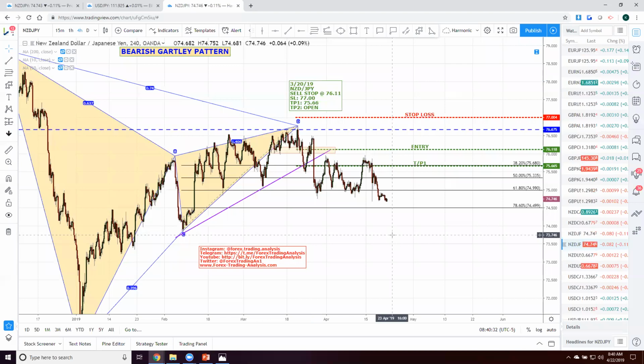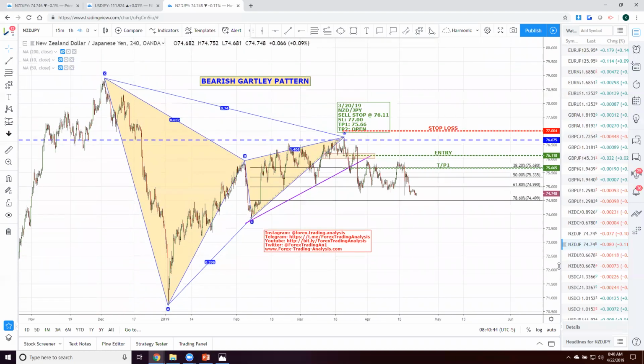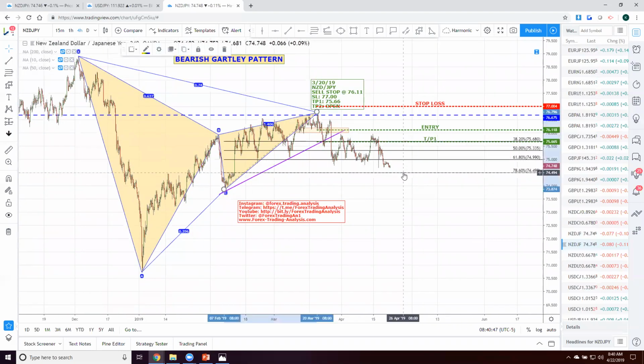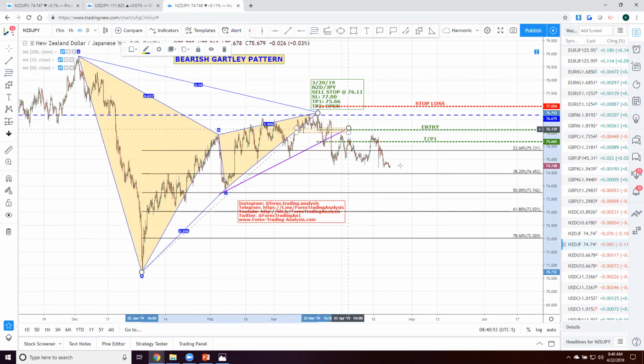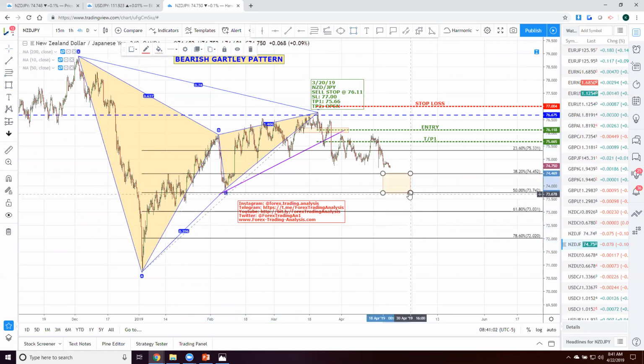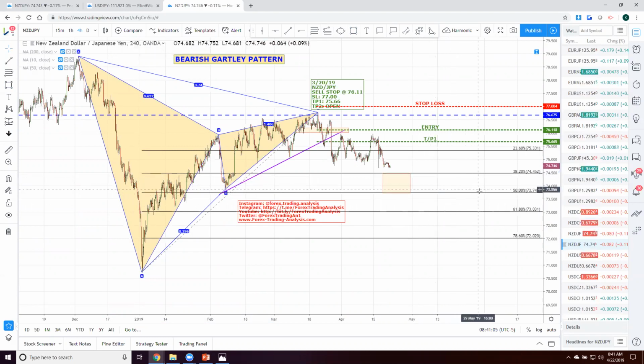So 135 pips running off any position. From this aspect, our next potential area to look for would be 74.45 down to 73.70 or so. So that's the 38.2 and 50% fib from the low. So we could see a little bit lower in that trade.